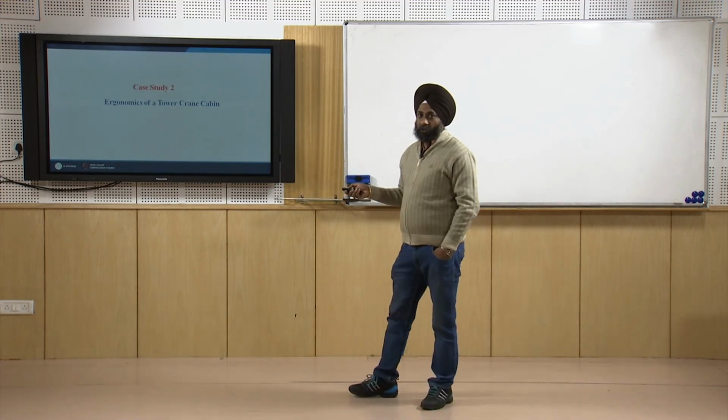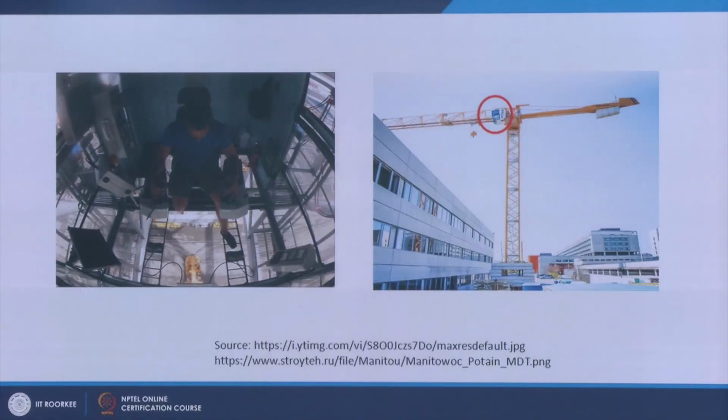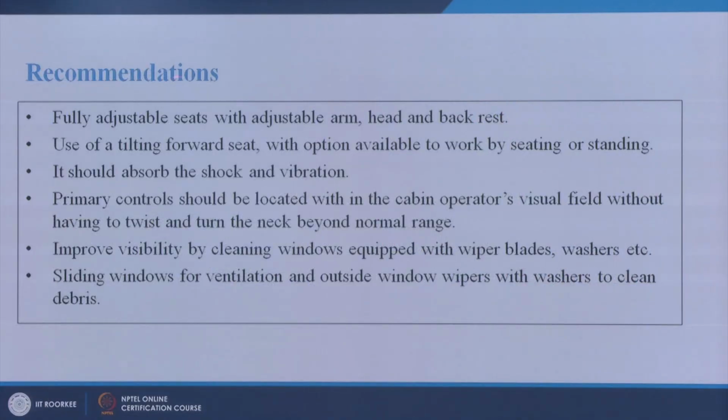Now this is case study 2, maybe the last part of our presentation today: ergonomics of a tower crane cabin. This is an example of a tower crane cabin, the red circular portion. This is a crane cabin. You can see the person has to operate at a height, so always he will be at a particular height and he has to operate from here. This is the inside view of a person sitting and operating the crane cabin. Now what can be the issues related to the ergonomic design here? What can be the recommendations if we have to design this cabin?